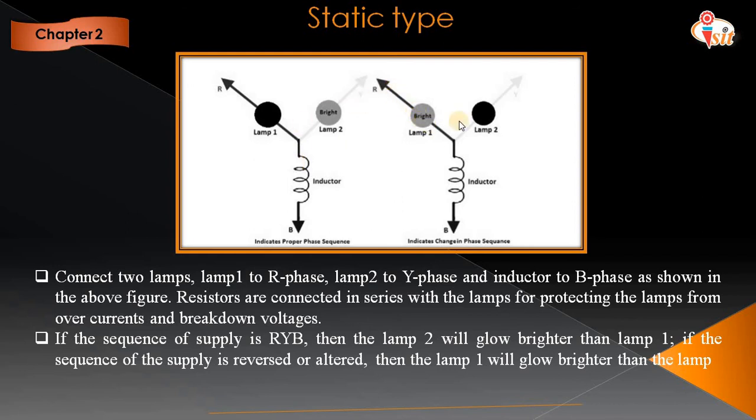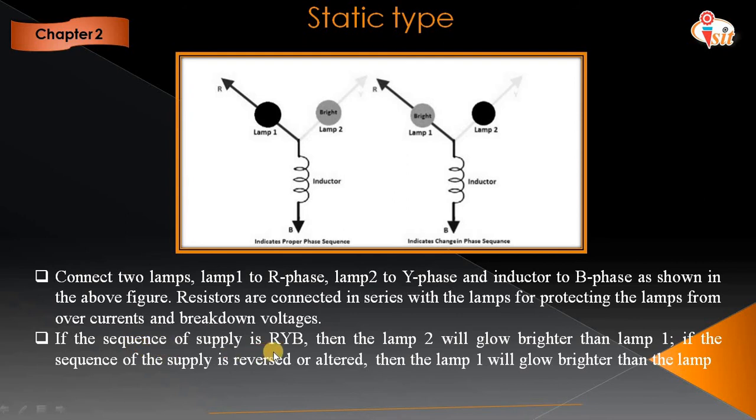Same here again, R is lamp 1, Y is lamp 2, and for the B phase the indicator is connected. Why are there two diagrams here? I will explain later. Now see the first construction: connect lamp 1 to R phase, lamp 2 to Y phase, and the indicator to B phase. Resistors are connected in series with the lamps for protecting the lamps from overcurrent, high current and breakdown voltage.